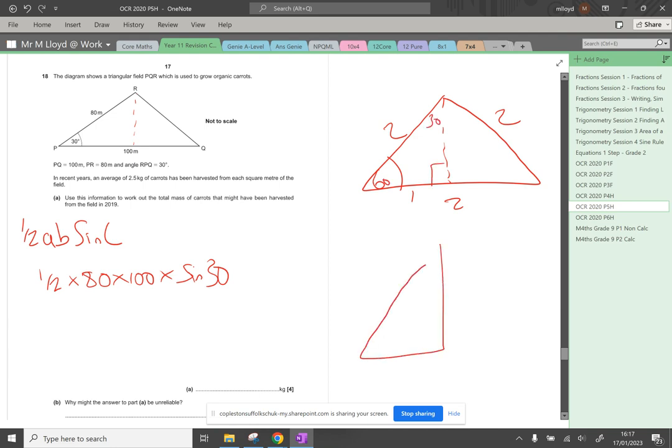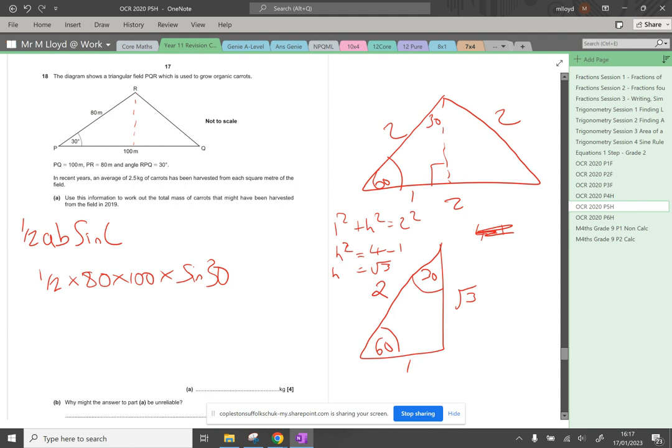So let me just redraw that. 60, 30, 2, 1, and then this height here is the result of, I need to show you all of these steps. So 1 squared plus the height squared equals 2 squared. The height squared will equal 4 minus 1. So the height is the square root of 3, like so. And then from here we can work it out.